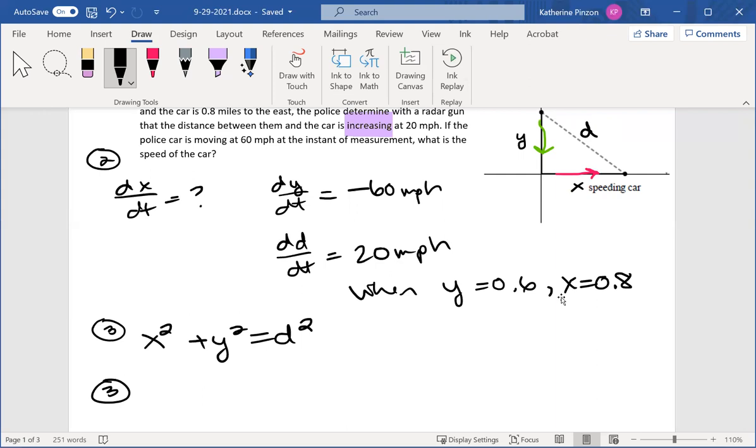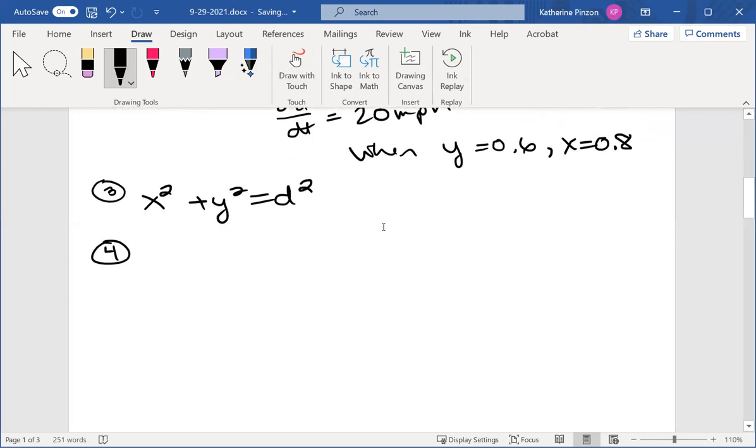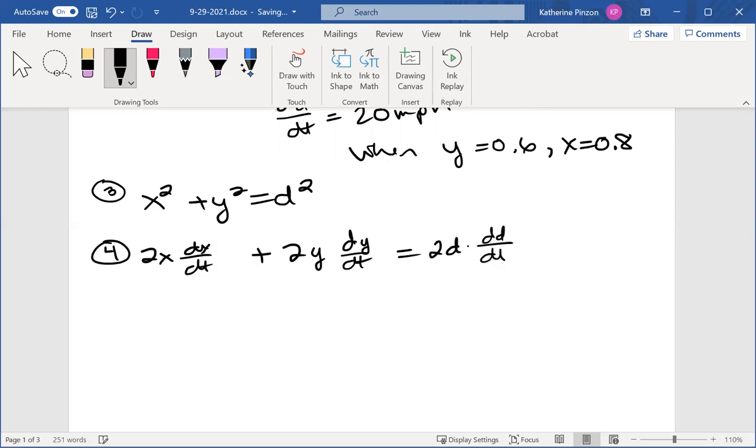Step 4. I'm sorry, I wrote 3 twice. I'm on 4. Find the derivative with respect to what variable? T. So I'm going to do implicit differentiation, right? Anytime I take the derivative of a variable, whether it be x, y, or d in this case, I'm going to put a dx/dt, a dy/dt, and a dD/dt in there. So the derivative of x squared: 2x dx/dt, great. 2x dx/dt plus 2y dy/dt equals 2D dD/dt.